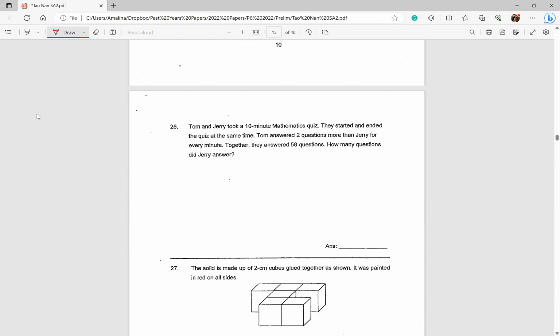Okay, so this is a 10-minute math quiz. Now, they started and ended at the same time, but Tom answered 2 questions more than Jerry for every minute. So if in 1 minute he answered 2 questions more, in 10 minutes, how many more questions does Tom answer than Jerry? I will take 2 times 10 first. So I get 20 questions. Once I know this, I can draw my comparison model. So Tom and Jerry. Tom is 20 more than Jerry.